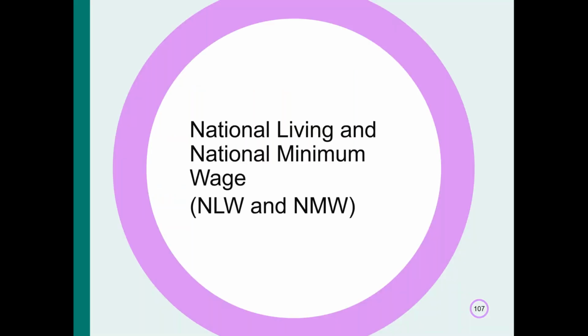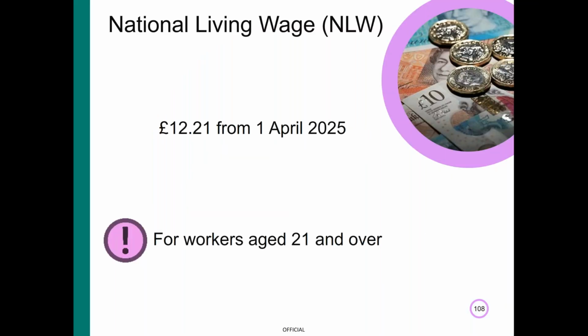We'll now move on to look at the new rates for the National Living Wage and National Minimum Wage from the 1st of April 2025. Following the recommendations of the Independent Low Pay Commission, the National Living Wage will increase from £11.44 to £12.21 from the 1st of April 2025. Since April 2024, the National Living Wage rate applies to workers aged 21 and over.